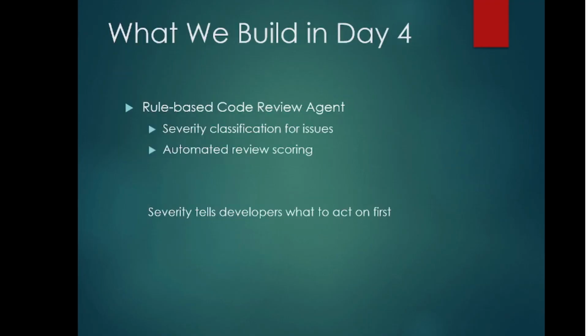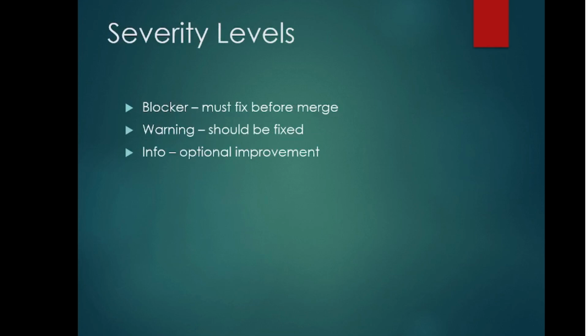So the rule-based code review agent will categorize the severity classification for the issues, with automated review scoring. It will give a score also. The severity tells the developer what to act first. So severity will help us decide what should be taken first, just like an SLA. If it is high importance, you will take it for SLA 1. If SLA 2, it is 8 hours. If it is SLA 3 or 4, maybe you will do it in 16 hours. So depending upon the category, the categorization is also being given by this Day 4.